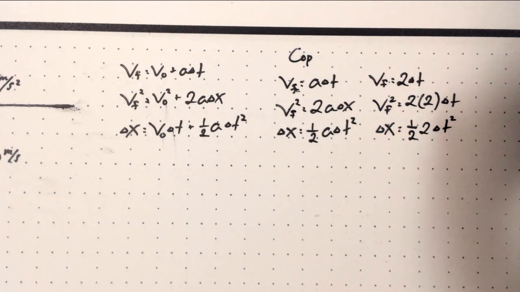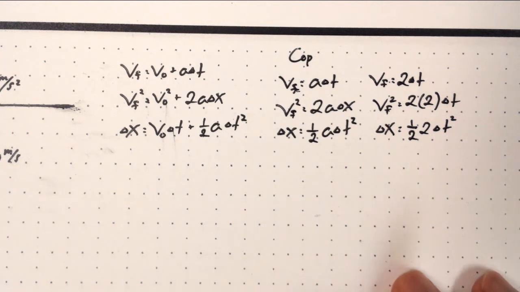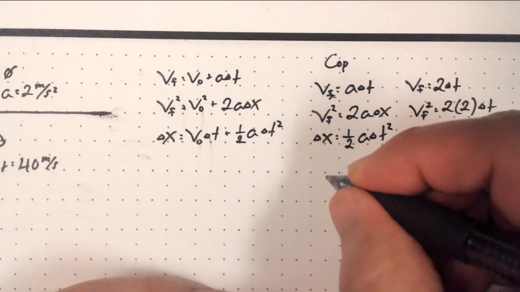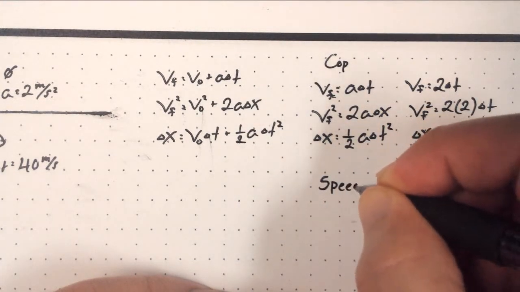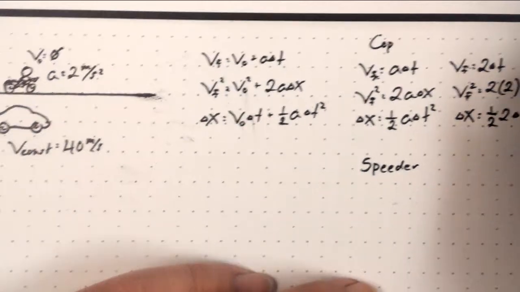And I guess we'll have to see what's going on here. So the speeder also has some amount of information that we know.